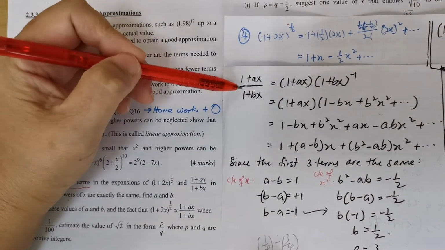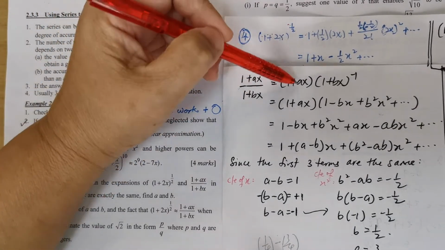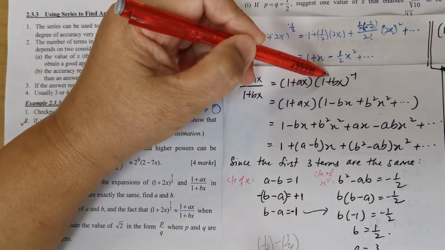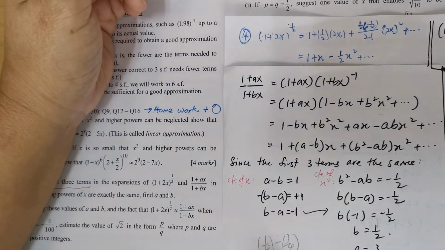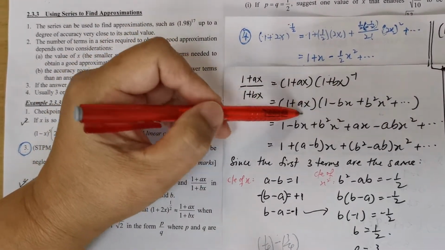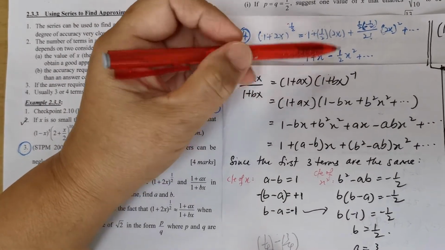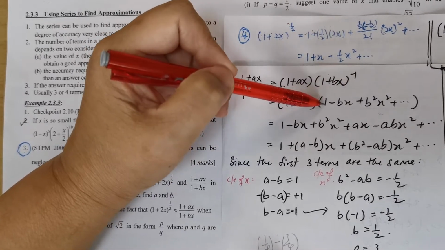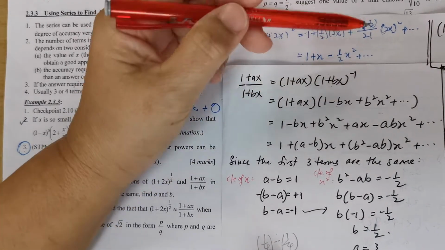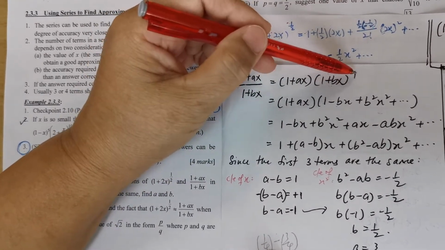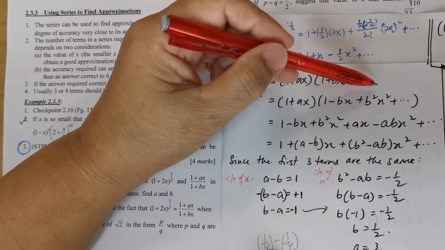Alright, for this one, 1 plus ax over 1 plus bx. When you see a fraction, just move your denominator up. 1 plus bx moved up becomes power negative 1. This is not a series, so no need to expand. It's just 1 plus ax. Yes, this is a series that we need to expand. This is very simple again. First term 1, second term nx. So you get this. And the third term, because it's negative 1, negative 1 minus 1 is negative 2. So negative 1, negative 2, like we have discussed just now for one example.